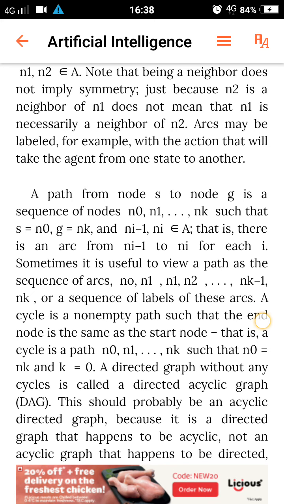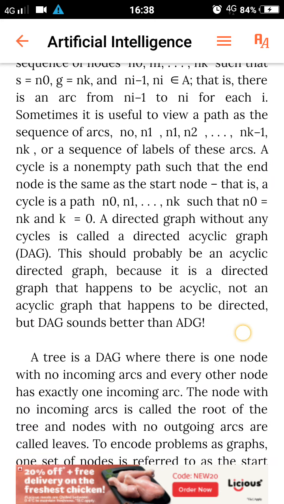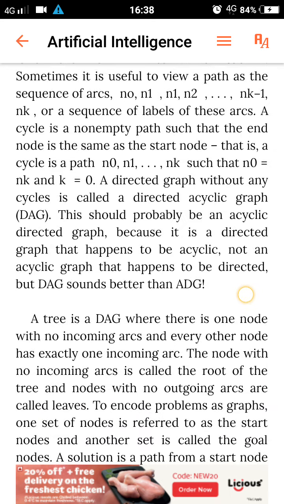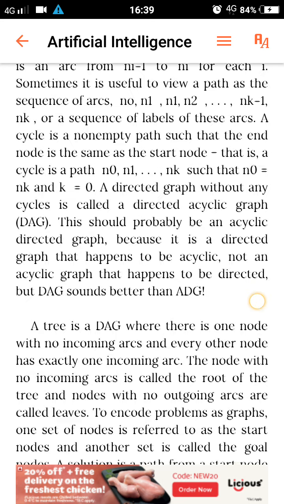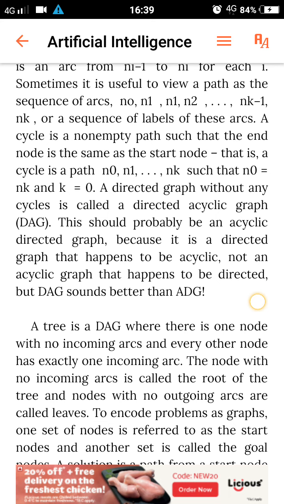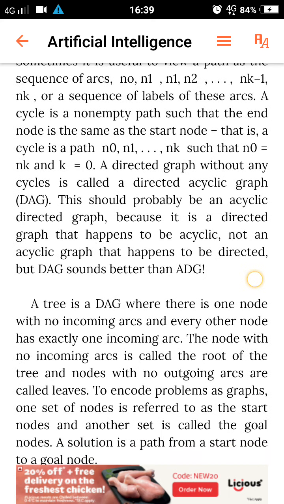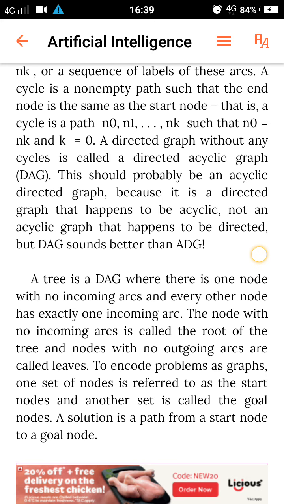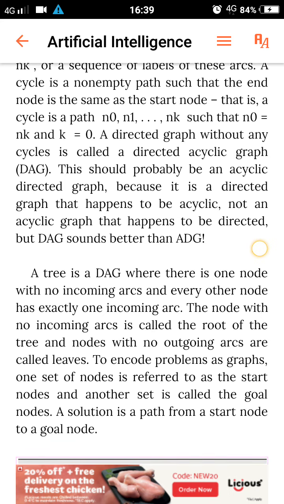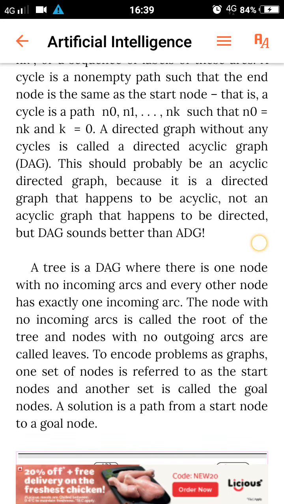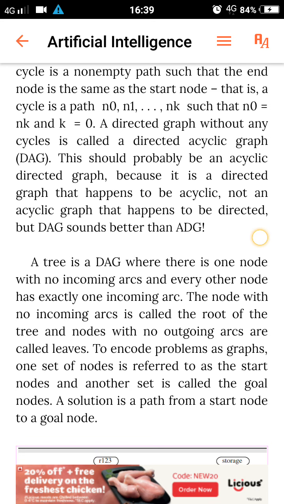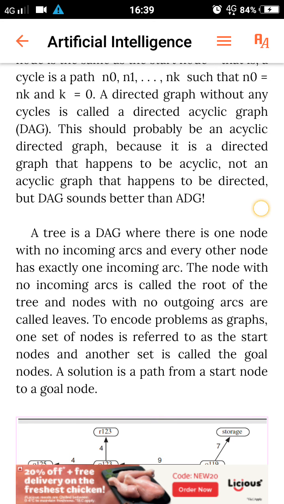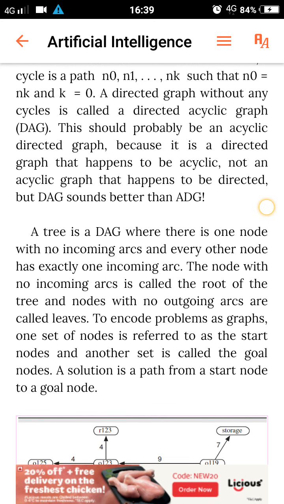Sometimes it is useful to view a path as the sequence of arcs n1 n2 and so on up to n(k-1) nk, or a sequence of labels of these arcs. A cycle is a non-empty path such that the end node is the same as the start node. That is, a cycle is a path n0, n1, ..., nk such that n0 equals nk.